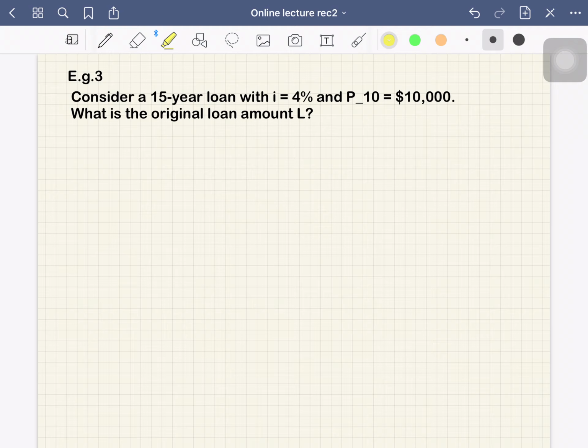Okay, so example 3. Consider a 15-year loan with 4% interest rate, and the 10th principal repaid is $10,000. What is the original loan amount L? So remember that the original loan amount is equal to the summation of principal repaid. So this is a 15-year loan, so the summation of principal repaid is P1 plus P2 plus up to P15.